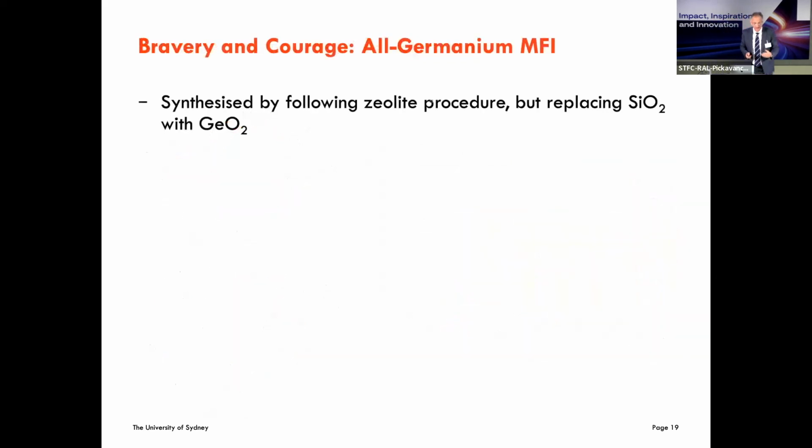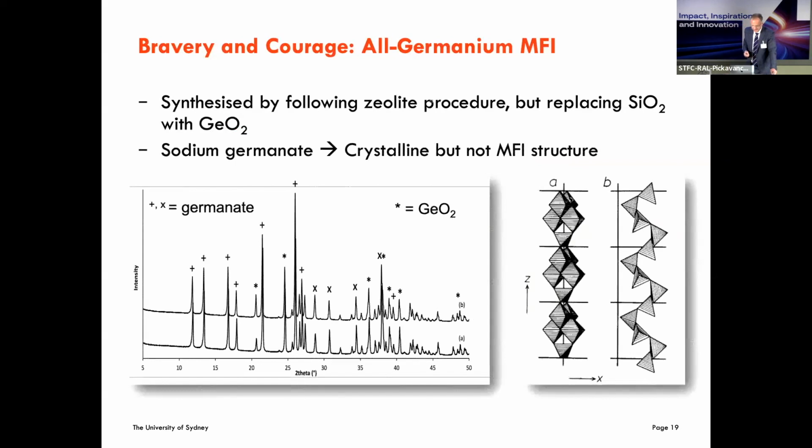Well, we had a computational student do this. And so she said, well, what I'll do is I'll just replace all the silicon with germanium. Now, anybody who makes zeolites knows that that's not possible. But, if you don't know, you try. So she did that, and she found that she made sodium germanate, which is what we would have expected.